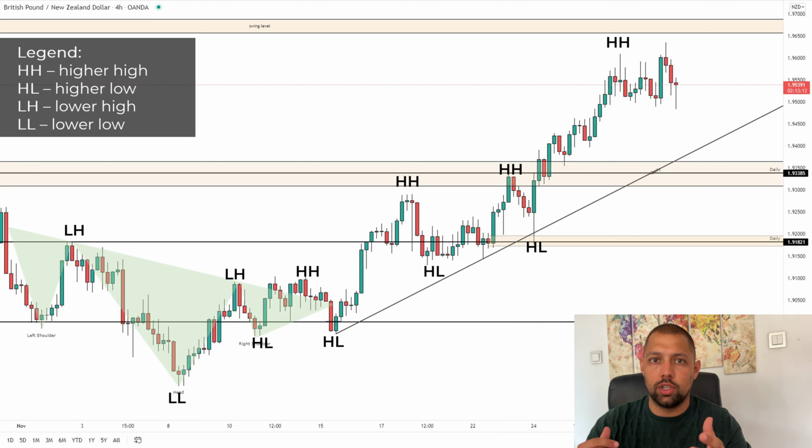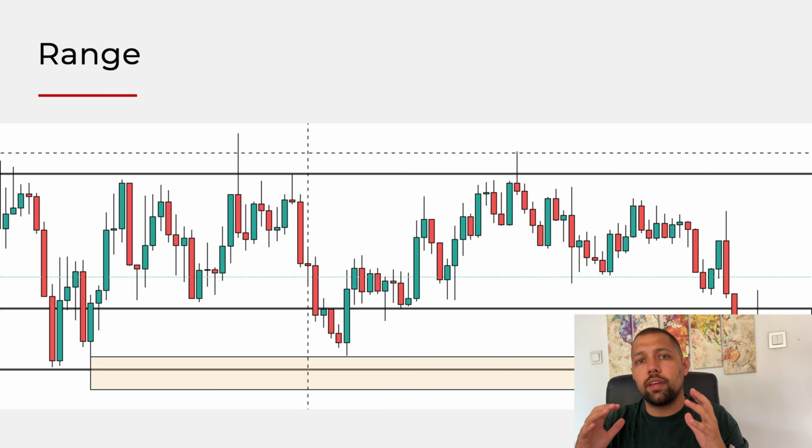When we have a range, the price moves within a horizontal range, neither making significant highs nor lows, indicating a balance between buyers and sellers. Identifying trends is crucial because trading in the direction of the trend generally increases the chance of a successful trade. The saying "the trend is your friend" captures the idea well.